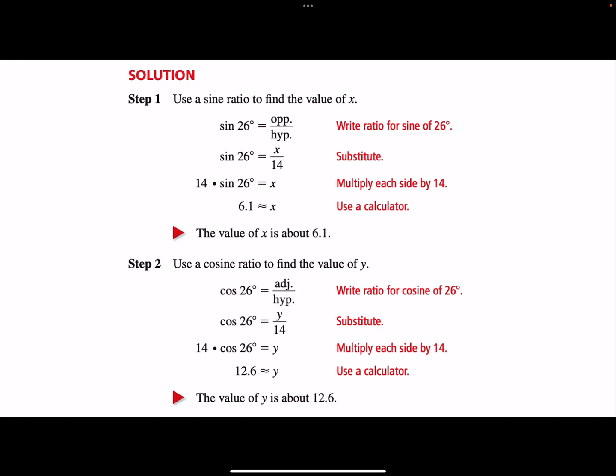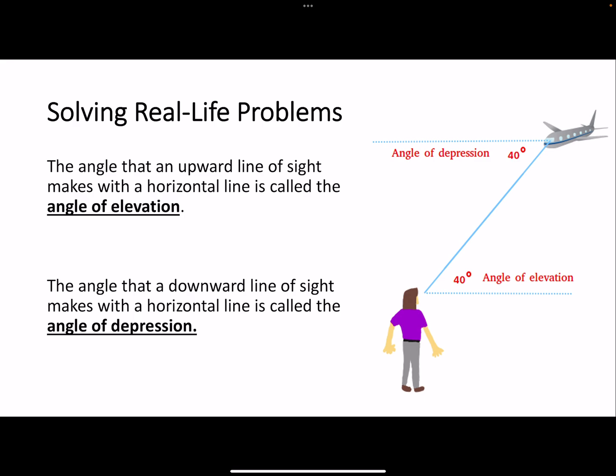So let's talk about real life problems. No, not your problems. These math problems. So, solve real life problems. Notice that there's a man or a woman. I don't know who this person is. There's someone standing here, okay, with really cool looking arms.